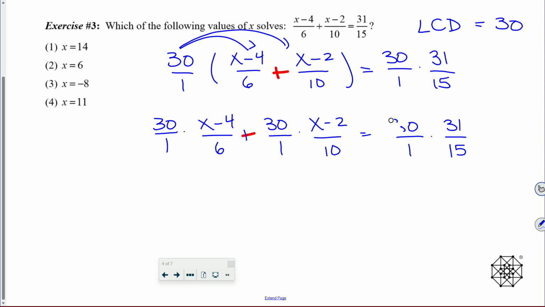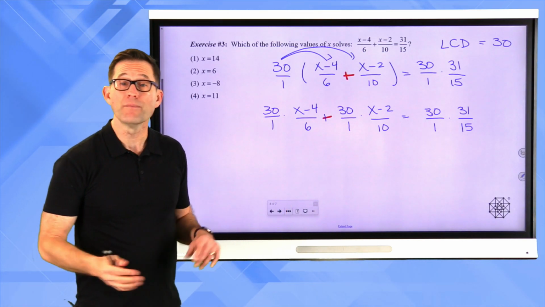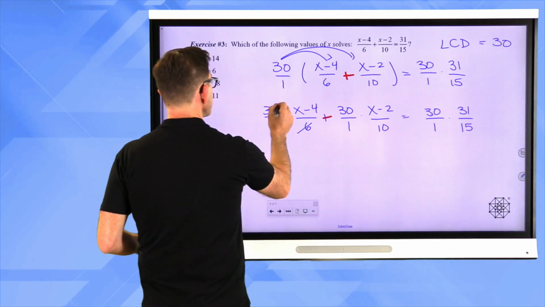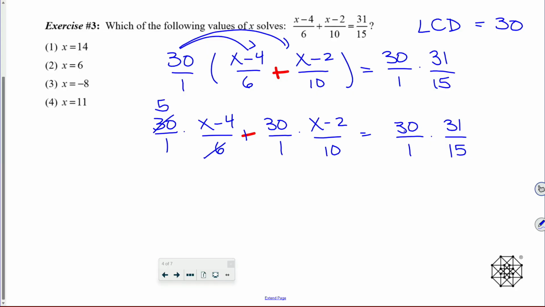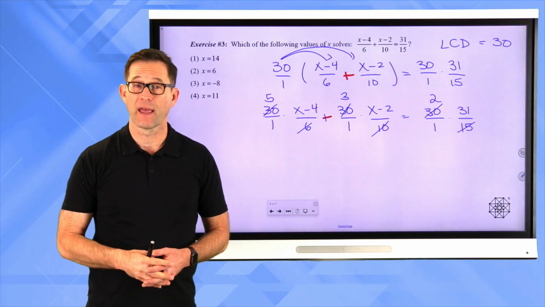Let me make that look like a 30 instead of some weird Greek letter. Now it's a 30 with a dot in it, whatever. All right, so what do I do now? Well, 6 cancels into 30 and leaves me with a 5. 10 cancels into 30, leaves me with a 3. 15 cancels into 30 and leaves me with a 2. And notice all of those denominators have canceled.